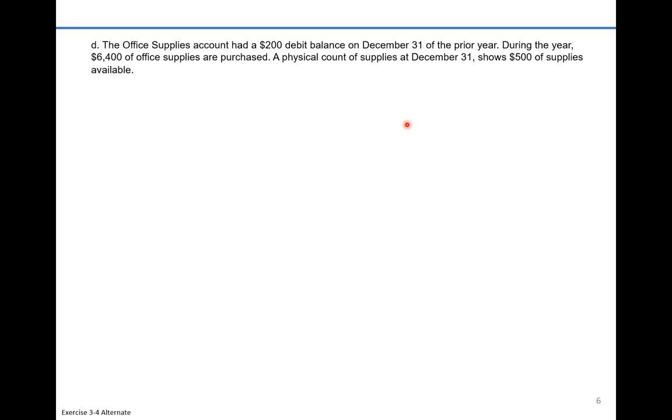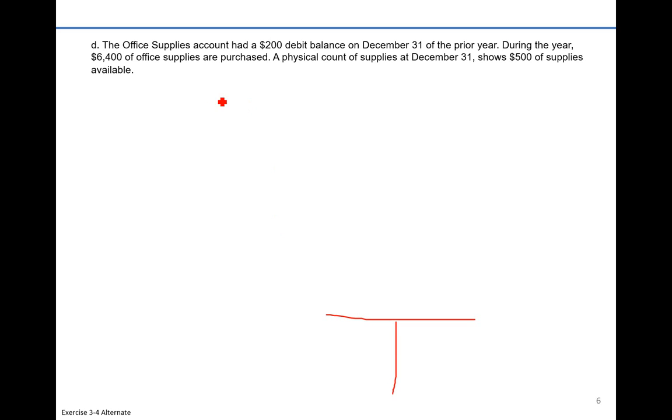The office supplies account had a $200 debit on December 31st of the prior year. During the year, $6,400 of supplies were purchased. A physical count of supplies at December 31st shows 500 of supplies available. Okay, so we've got to put all this together. Let's put up a little T account here. Let me see if I can get my marker changed to a little pen. And we have a little T account.